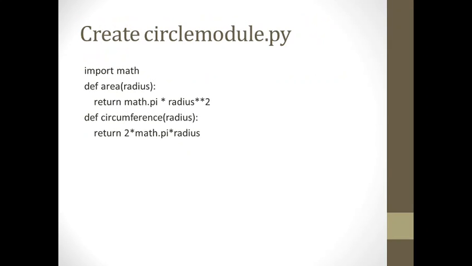First, we will create a module called circlemodule.py, and in this program we will write import math. def area, radius will be passed as argument, and return math.pi * radius ** 2. This will return the area of circle. Another function is created for circumference of circle: def circumference, radius is passed as an argument, return 2 * math.pi * radius. So this is one module which we have created for circle.